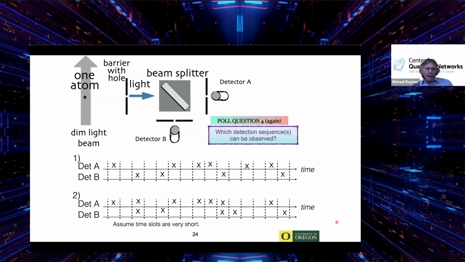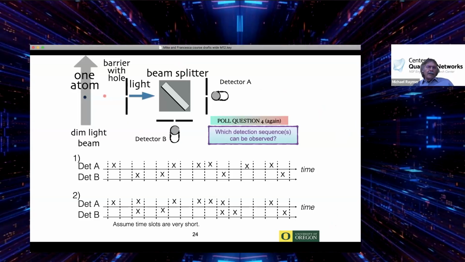Now let's think about this. It's in the limit that the light beam is very dim and there's only one atom. If these detectors are very fast, and that's what these little time slots are, because here we're looking at a time sequence, assume the time slots are very short. During a very short time slot, either just one of the detectors could register an event, which means light struck the detector, we call it a click, or sometimes maybe both could do so.